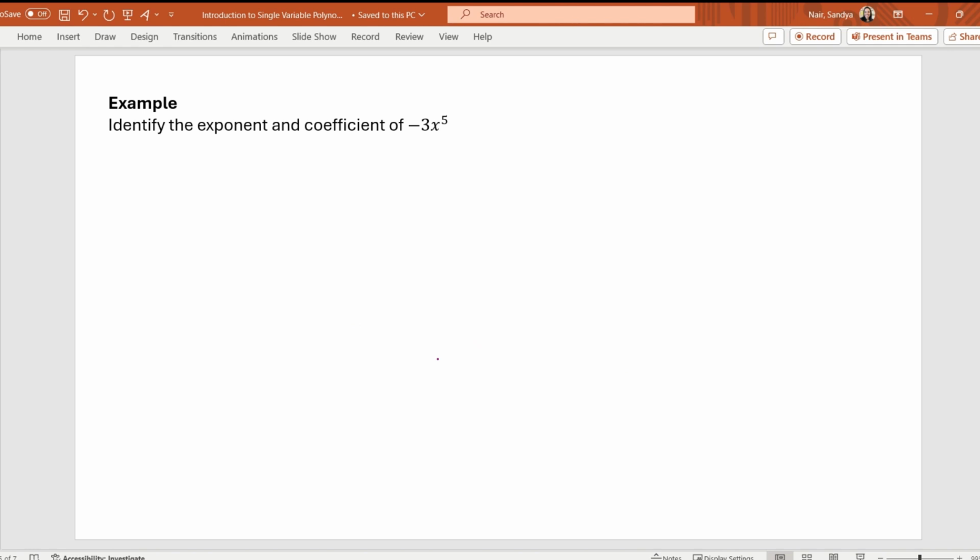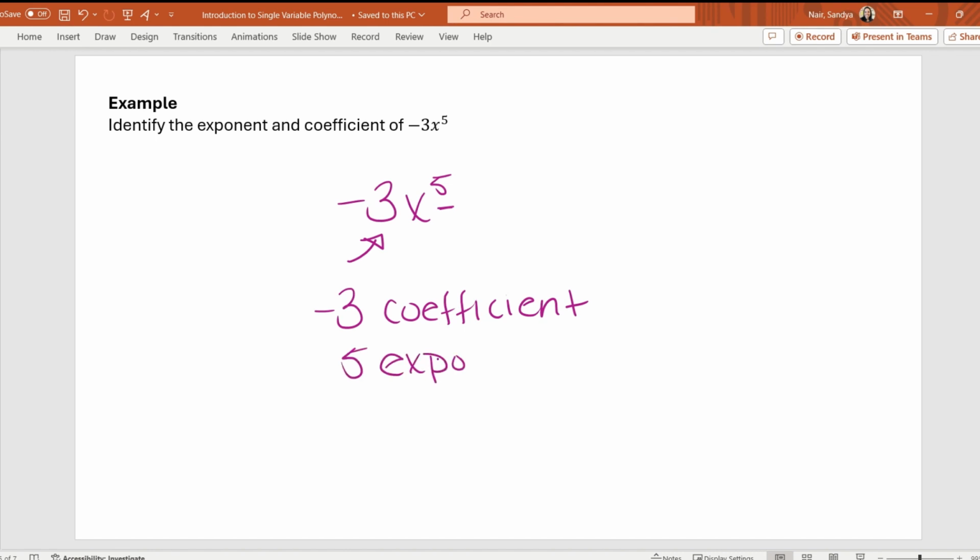Now let's try identifying the exponent and coefficient of negative 3x to the fifth. Here we have negative 3x to the fifth. Remember that this value that's in front, that negative 3, is equal to the coefficient. And when we have that fifth power, this 5 right here, that's our superscript, that is the value of the exponent.